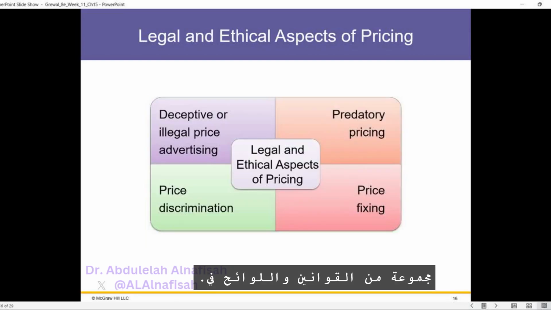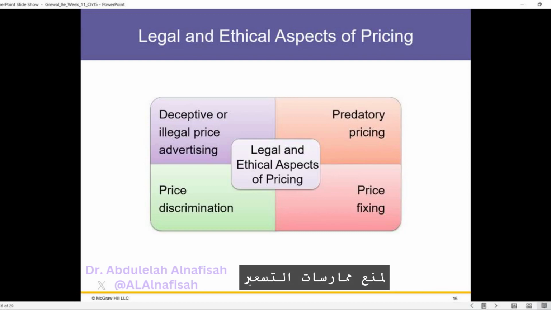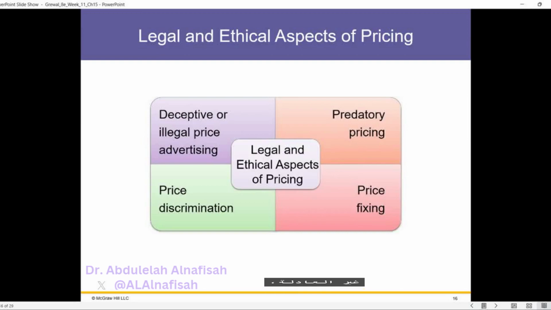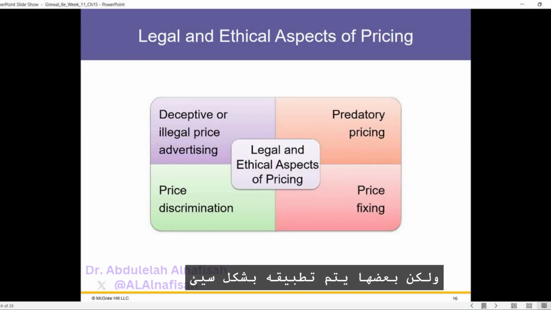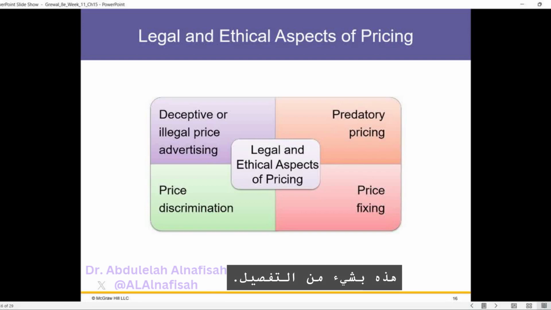A host of laws and regulations at both the federal and state levels attempt to prevent unfair pricing practices, but some are poorly enforced and others are difficult to prove. We will discuss these pricing practices in some detail.